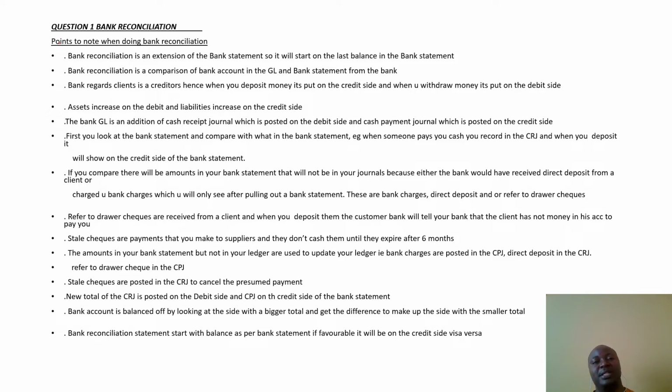So the business has a bank account in the ledger and also journals, which are the cash receipt journal and the cash payment journal. These journals are combined and posted into the bank account. See, the cash receipt journal is posted on the debit side and the cash payment journal is posted on the credit side. Yes, and then the bank has a bank statement.